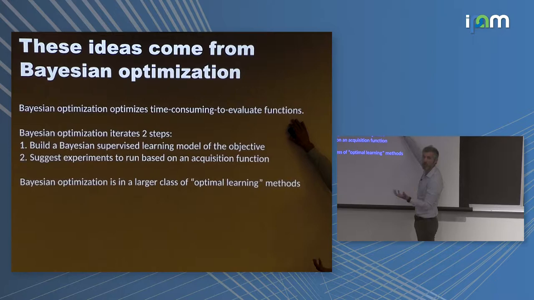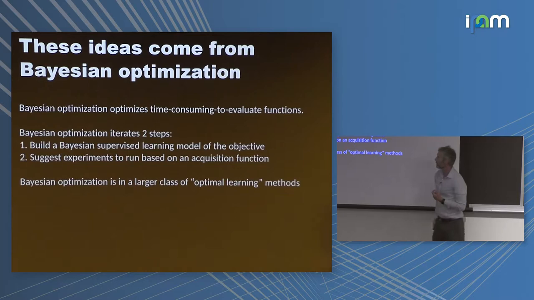And these methods have two steps that they use iteratively. First, they build a Bayesian supervised learning model of the thing that they're trying to optimize. And then they suggest experiments to run based on something called an acquisition function, which is computed from the predictions and the uncertainty from this supervised learning model. Okay, and these are in a larger class of optimal learning methods.